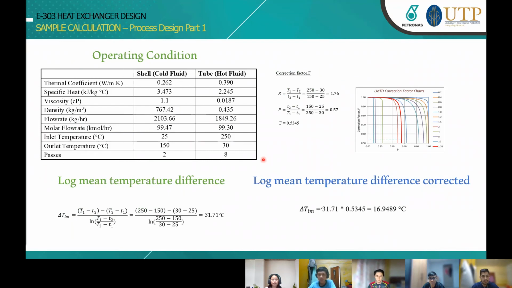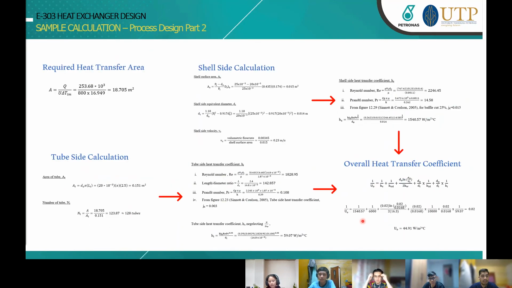For the shell side, which is for the cold fluid, the entering fluid temperature is 25 degrees Celsius and the outlet temperature is 150 degrees Celsius. As for the tube side, the temperature of the entering hot fluid is 250 degrees Celsius and the exiting temperature is 30 degrees Celsius. The log mean temperature difference after the correction factor has been applied is 16.95 degrees Celsius. By assuming the overall heat transfer coefficient to be 800 watt per meter squared degree Celsius, the calculated area required for the heat transfer is 18.705 meters squared.